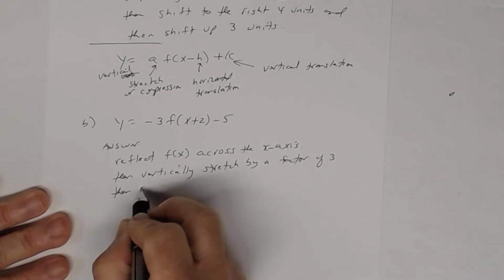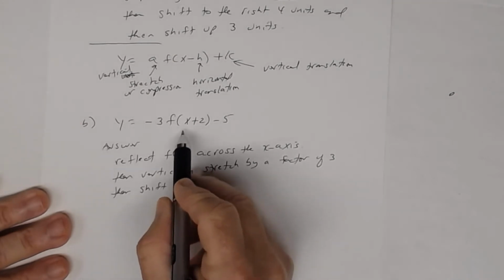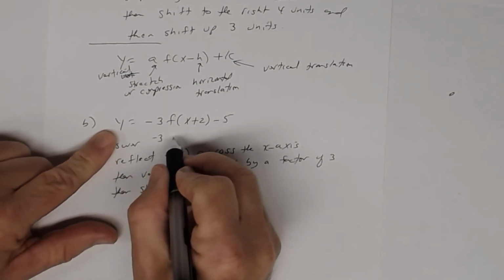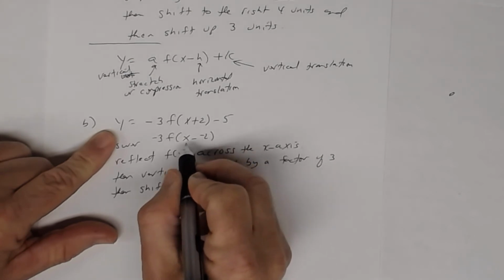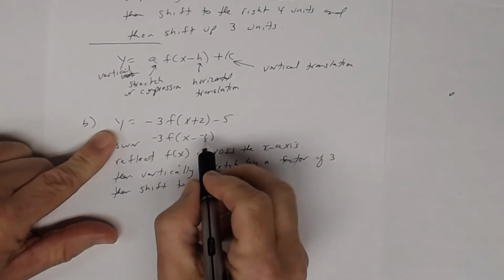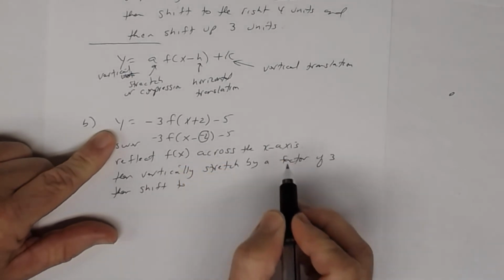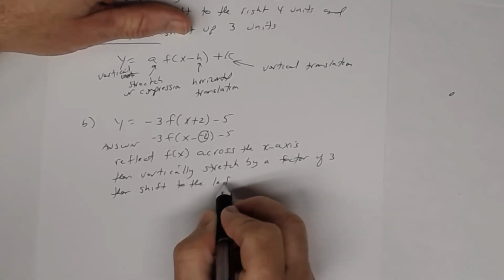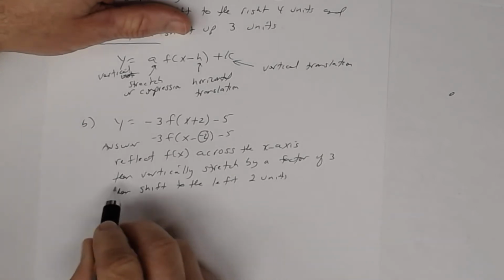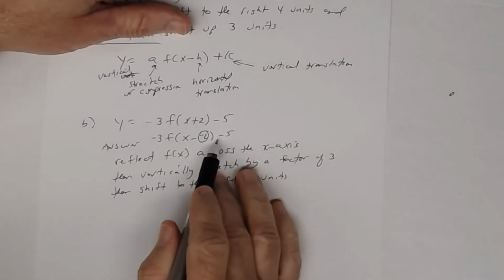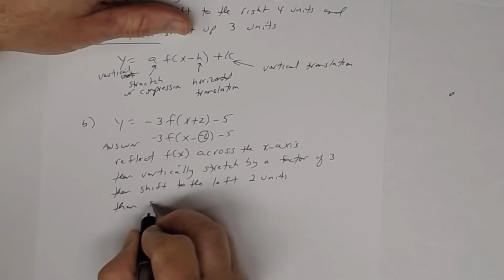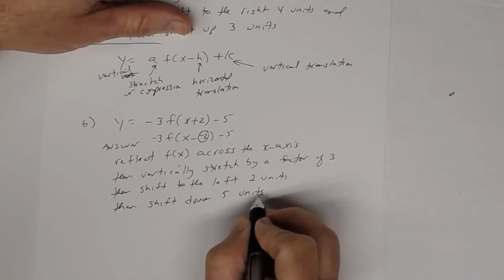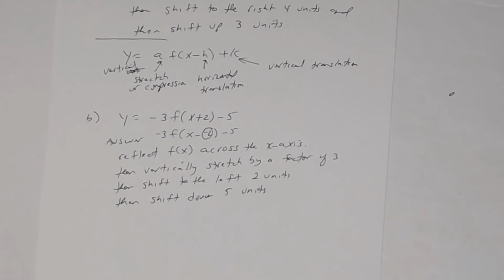Okay, then shift. Now remember, be careful with the horizontal translation. You got to remember that this means the same thing as saying negative 3 times f of x minus a negative 2. So remember x minus h, so h in this case is a negative 2. Okay? So you got to shift to the left 2 units. And then finally, the last transformation is you're going to shift down 5 units. Okay? All right, let's look at this one.